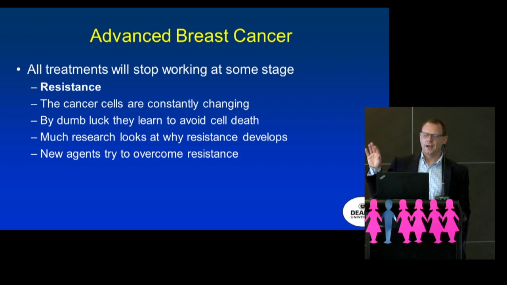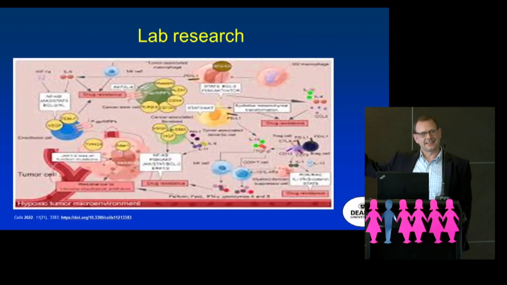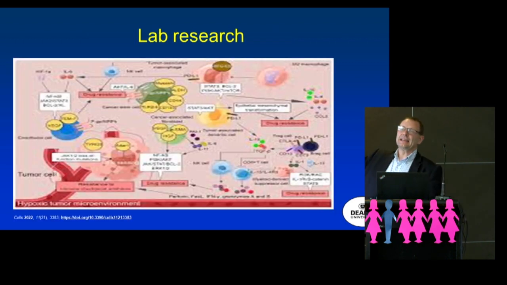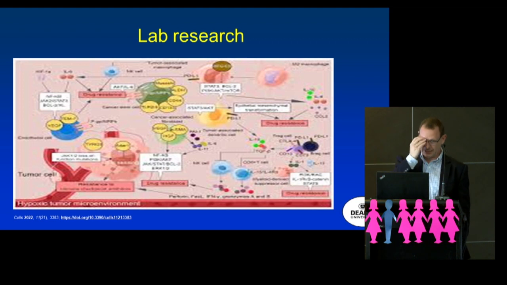Okay. As I said, all cancer cells will at some stage develop resistance. By pure dumb luck, they work out how to grow despite getting blocked. And all of our research in the lab is based on things like this, how to work out resistance. This is deliberately hazy, okay? So don't worry, it's not your eyesight. This is just to explain, this is the kind of thing that the lab scientists do. They work with a cell in a model and see what happens if I switch this off.